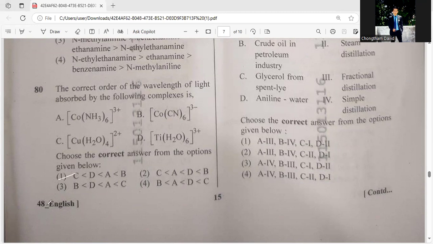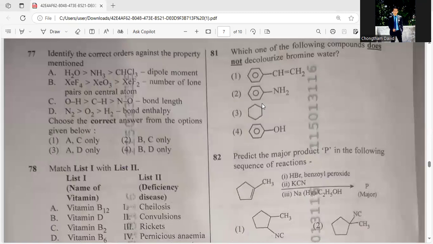For 81, we are just left with 10 questions now. Which of the following compounds does not decolorize bromine water? In 81, only alkenes and alkynes decolorize bromine water via addition reaction. The benzene ring does not react readily with bromine water without a catalyst, whereas the rest are going to react. So the answer will be option 3.